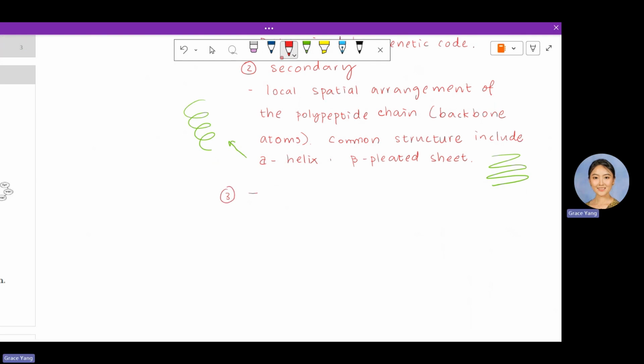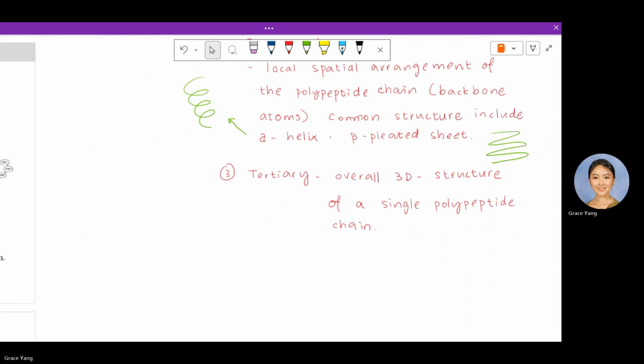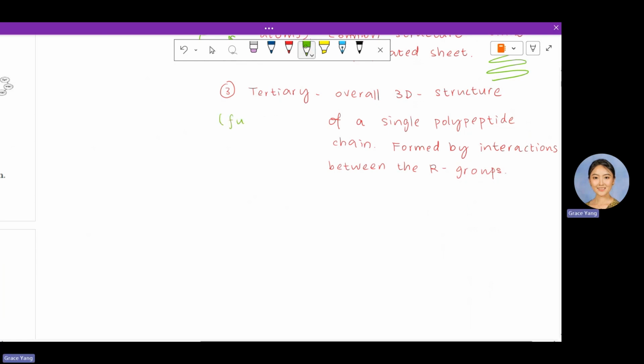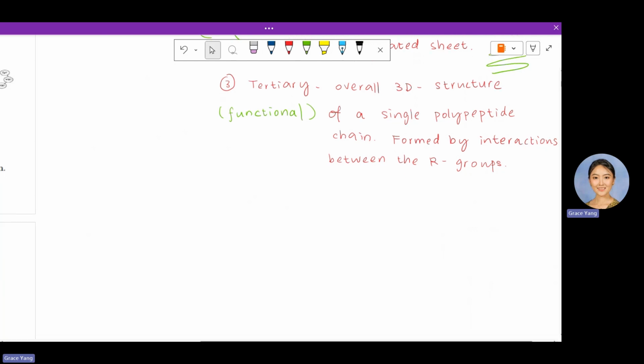Almost there. Tertiary structure, I mean, halfway there. So tertiary structure of proteins is the overall 3D structure of a single polypeptide chain. This 3D structure is formed by interactions between the R groups, so the variable groups. So at this level, our polypeptide chain is finally functional now. So you can start calling it a protein.